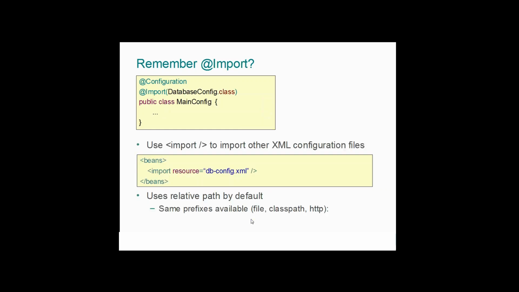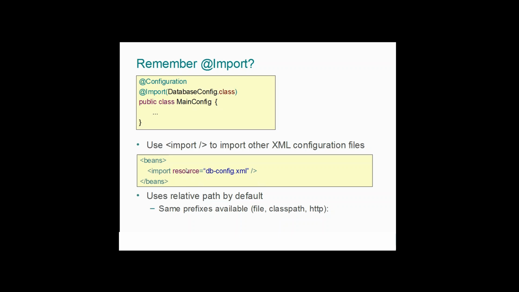Okay. And similarly, we did the import of multiple configuration files in the main configuration file. So XML also supports that: you can import and add the XML files to combine them and make it a master XML file. It also uses a relative path by default, and you can also use different prefixes like file, classpath, HTTP to get the import from different places.